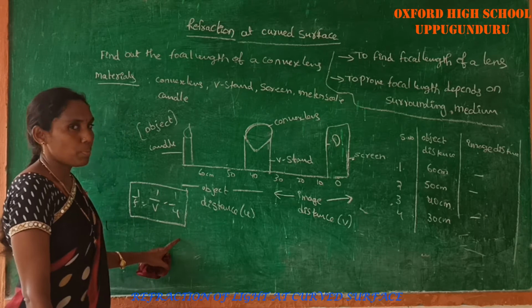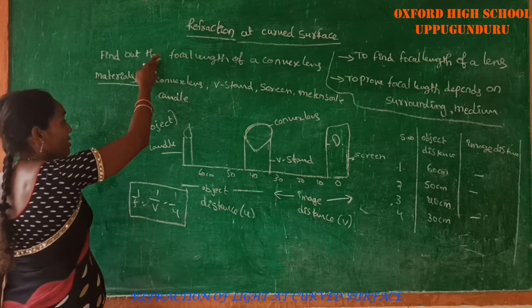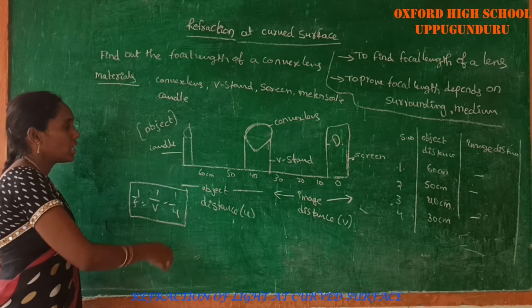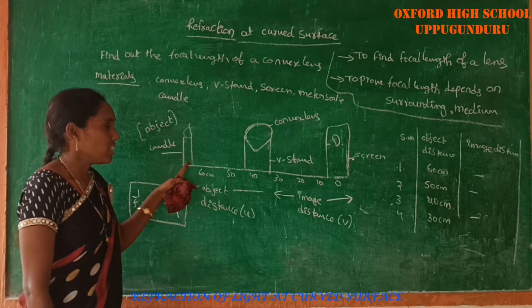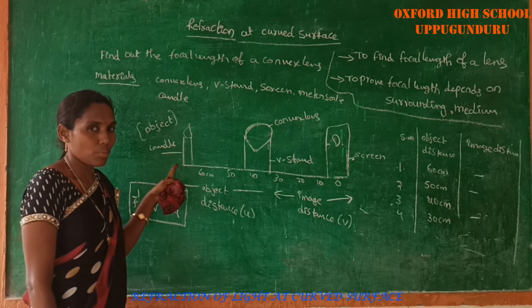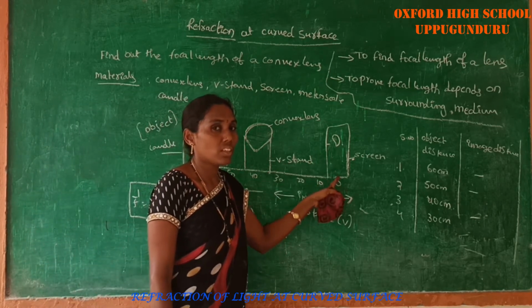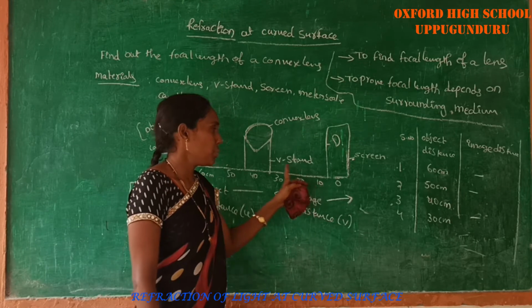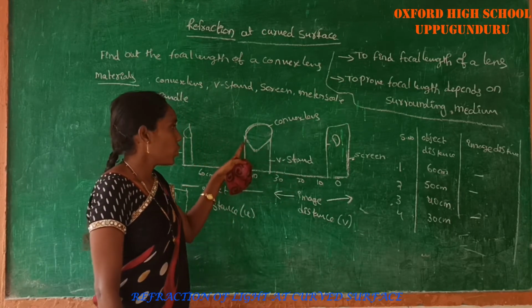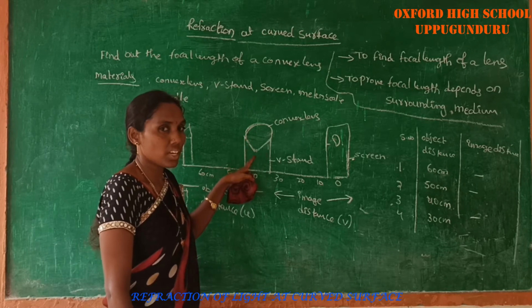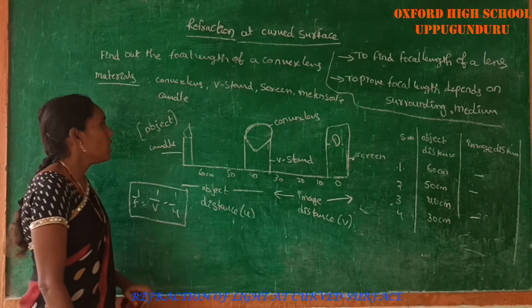Once again, I will explain. Here, this is the experiment. These are the required materials. The procedure is here: light a candle. That candle is placed on one side of the table. Next, take a screen. That screen is placed on the other side of the table. In between these two, place a convex lens on a V stand, kept in between the screen and the candle.